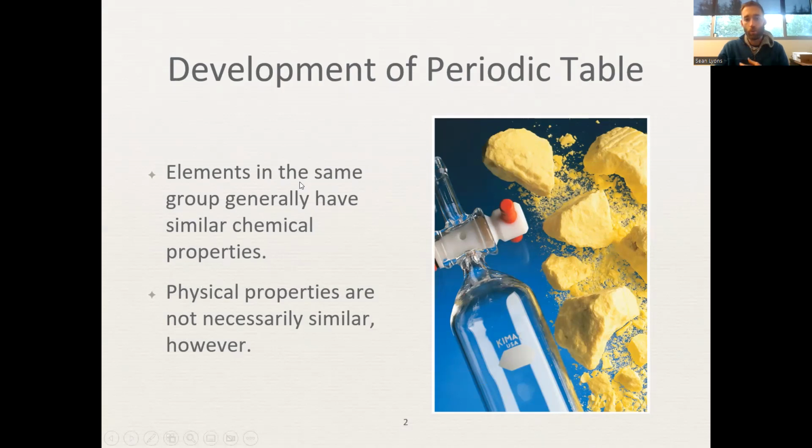But when we're looking at the elements in a group, when we're talking about similar properties, we're thinking about chemical properties, so things like reactivity, rather than the physical properties, which aren't necessarily going to be the same or similar, I should say.